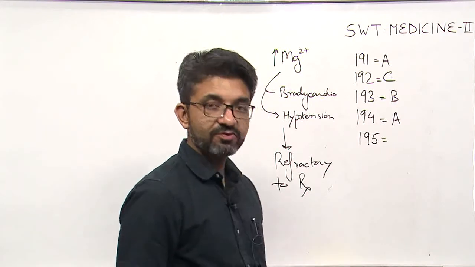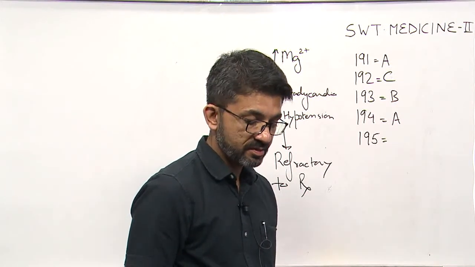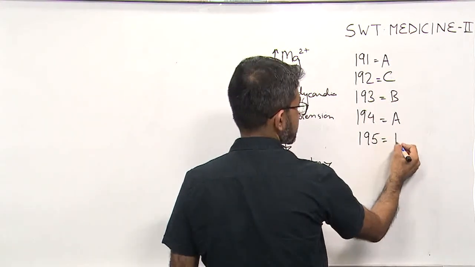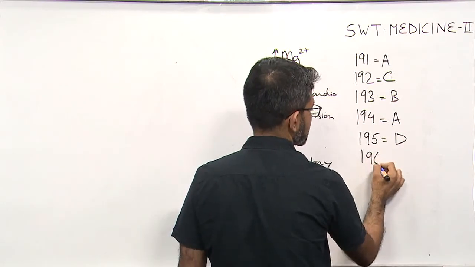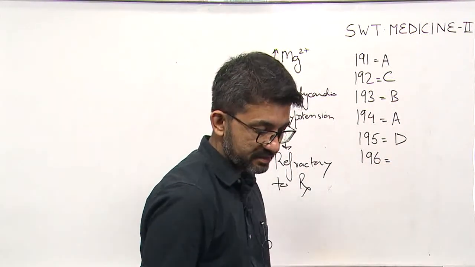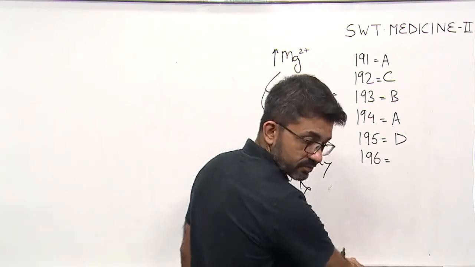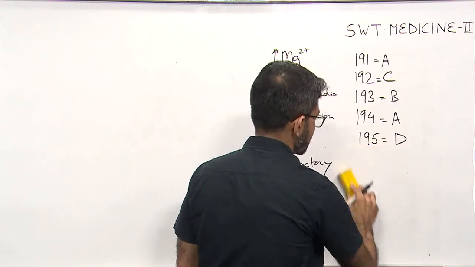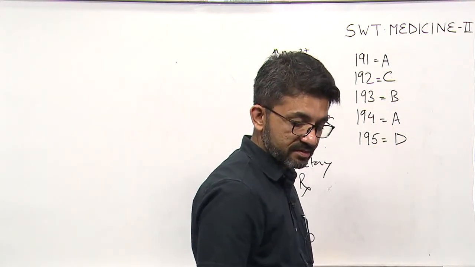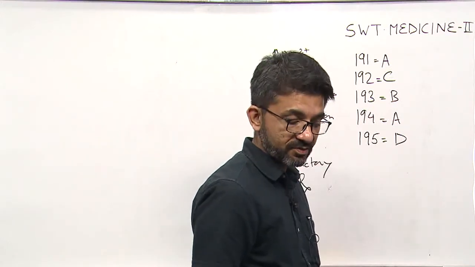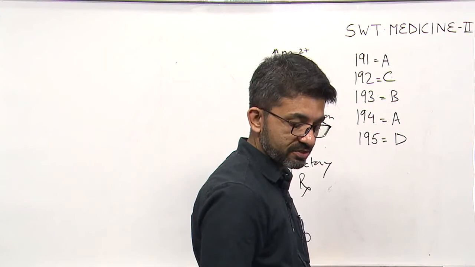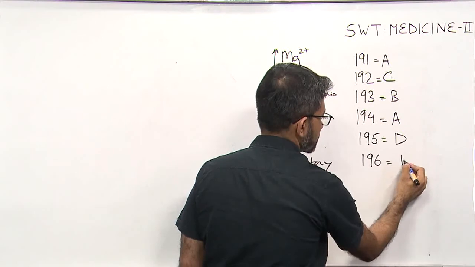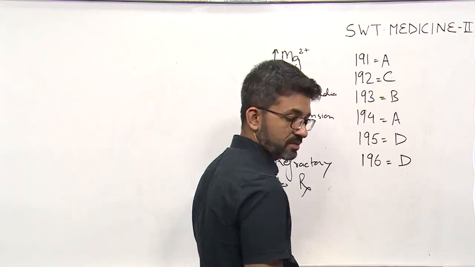Question number 195. The best treatment to control hemolysis in PNH is prednisolone. So, answer is D. Question number 196. Sorry, I am so sorry. Question number 195 is regarding ACTH stimulation test. Answer remains D, but it is for Addison's disease. The most confirmatory test for Addison's disease is ACTH stimulation test. Question number 196 was for PNH. In PNH, to control hemolysis, the drug of choice is prednisolone.